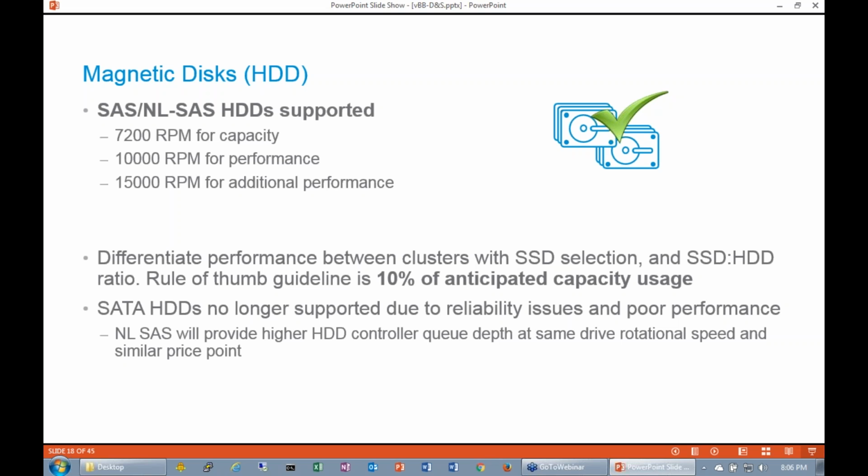By and large, and I'm not trying to tell anybody not to consider hybrid, I would say I would look at all flash first before I ever looked at anything else, before I looked at hybrid going forward. Okay.